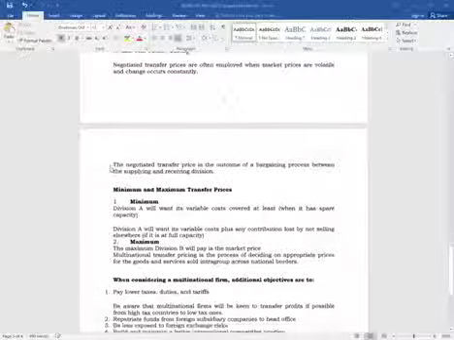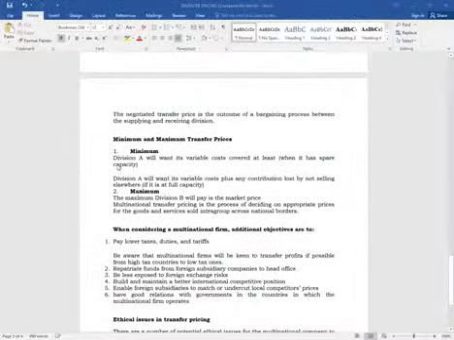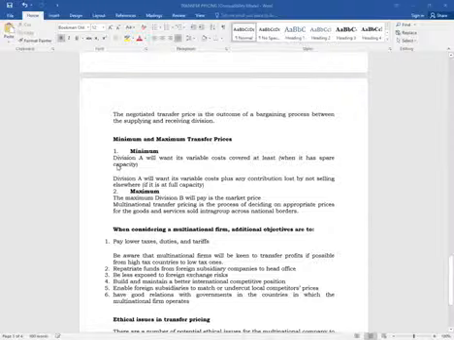Now, ladies and gentlemen, from there, we have this concept of opportunity cost. So the minimum and the maximum transfer prices, minimum. So we are told here, Division A will want its variable cost covered. At least Division A's variable cost must be covered when it has spare capacity. Division A will want its variable cost plus any contribution lost by not selling elsewhere if it has full capacity. Listen here.